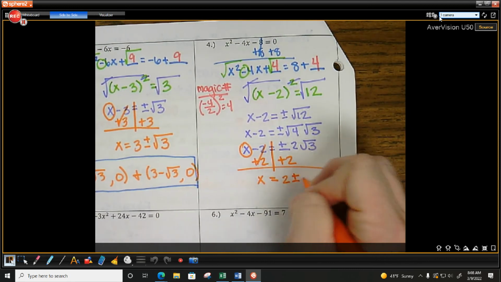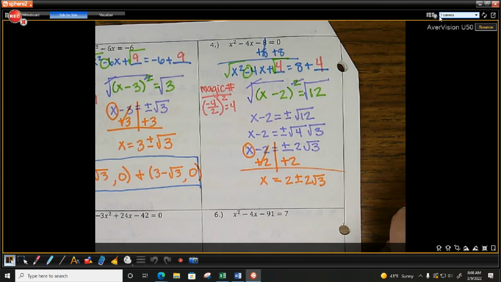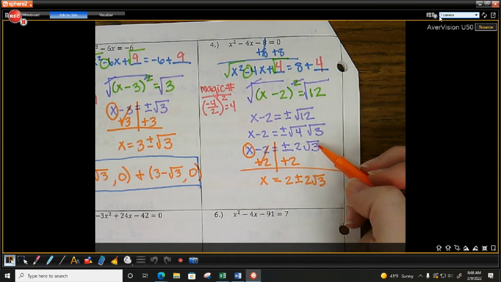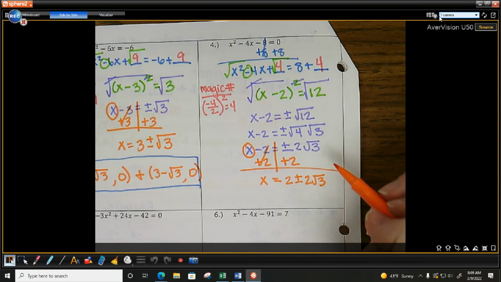Think of this radical as being a variable. If this was 2x, you can't combine 2x with just 2. Okay? Think of that radical as like a variable. The radicals must be the same to be able to add them together. Okay? Done.